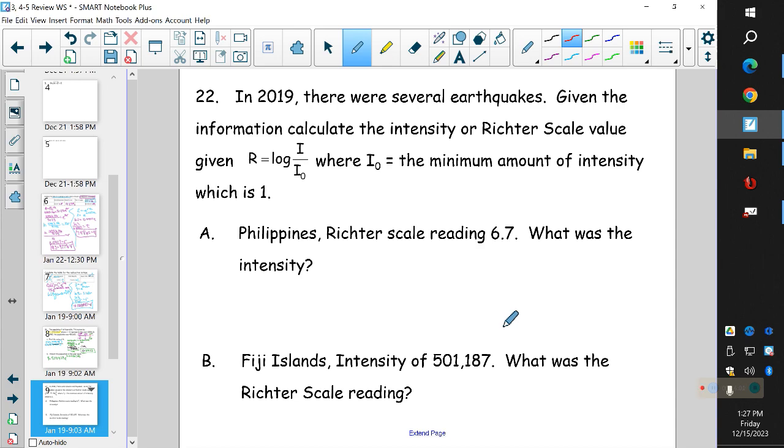Appreciate that. Secondly, I want to say that you have this formula right here. However, do I need the I sub 0? No. What is I sub 0? One. Why is I sub 0 1? Because it can't be 0, because when you divide by 0, it changes the entire problem. It's not possible. So the lowest minimum intensity that you can have is at a value of 1.